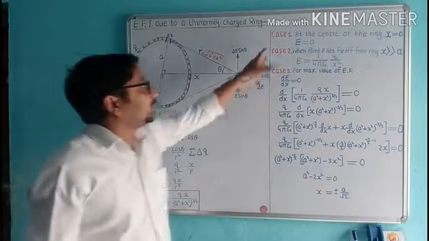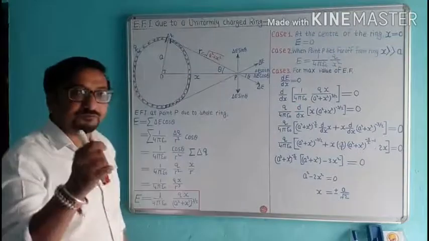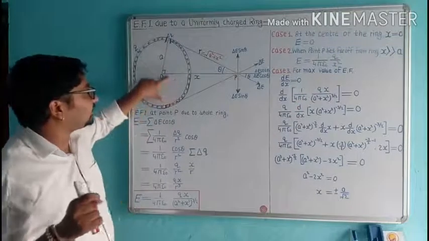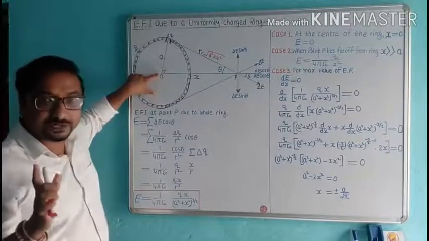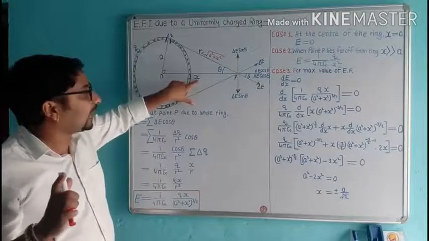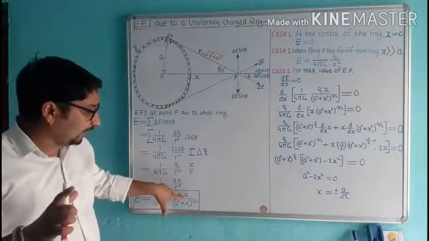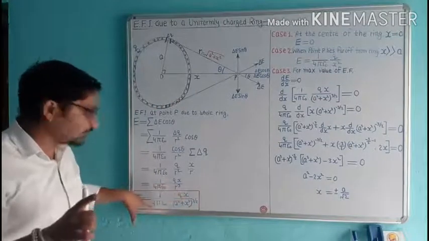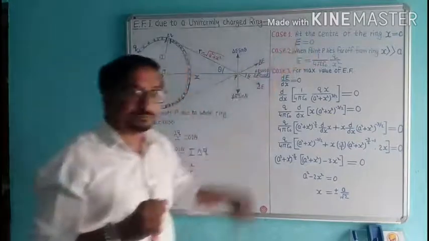Now, case number 1: at the center of the ring. If we want to find the electric field intensity at the center of the ring, then we put x equal to 0 in this. When we put x equal to 0, the whole expression becomes 0. So E is equal to 0.